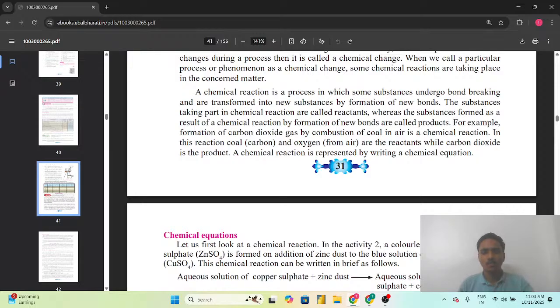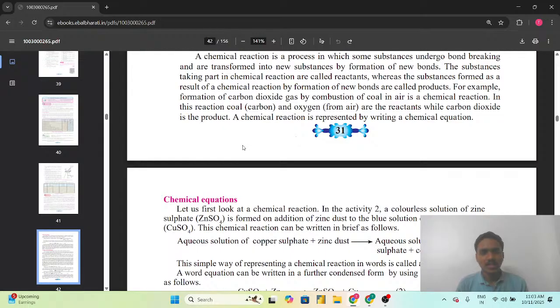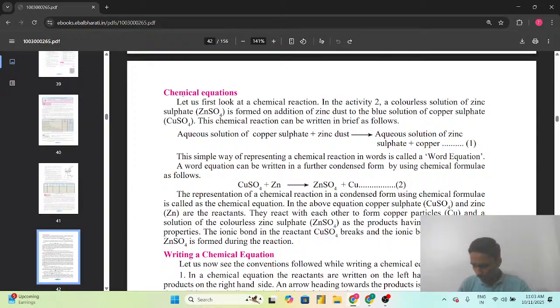Now let's concentrate again on the section which we are looking at in the chapter. This is the reaction which we can see: C plus O2 gives CO2. That means when carbon, coal, reacts with oxygen, it leads to the formation of carbon dioxide, the reaction which we have seen here. So, chemical equation.